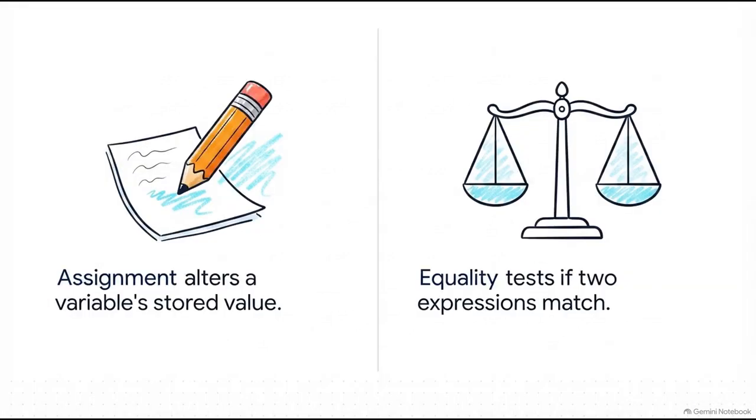A single equal sign forcibly assigns a value. It's a command. It says, you now hold this data. On the flip side, the double equal sign is a question. It's asking, are these two things the same? It tests for equality and just returns a simple true or false answer.